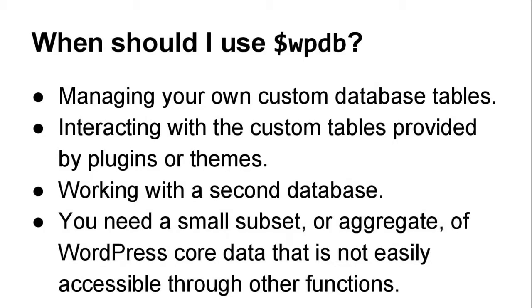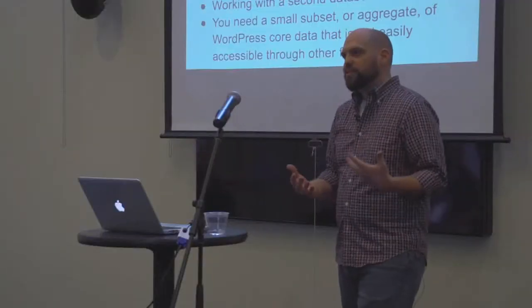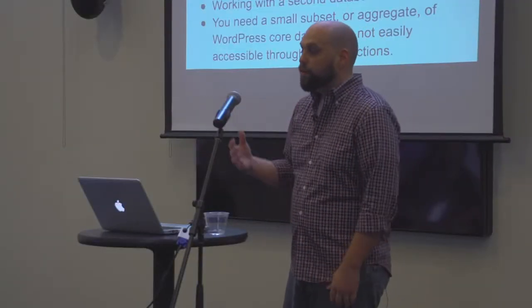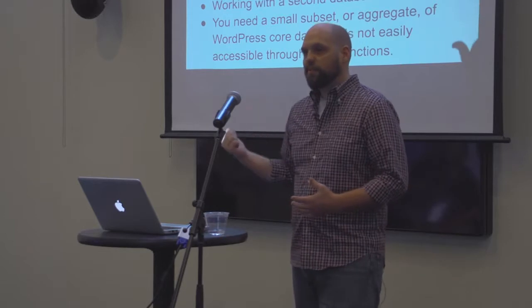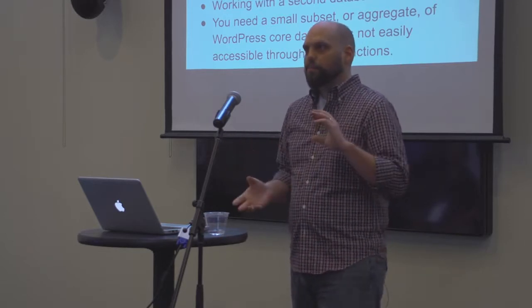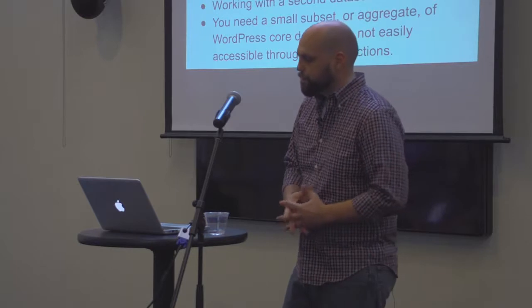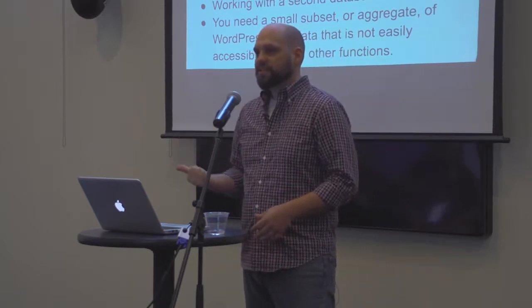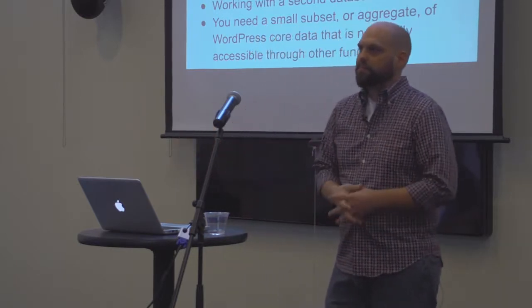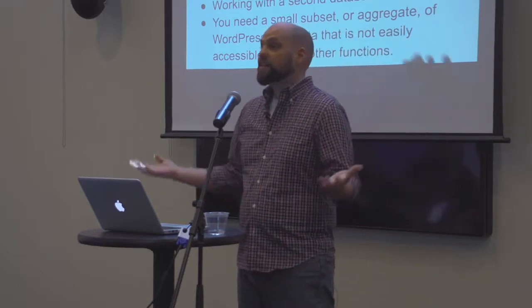Now, before we go too much further, let's talk about when you would use this object. So in WordPress, everything that comes with core should have a right way to access that data. So if we are going to make custom interactions with the database, it really comes down to data that's not a part of core. You could certainly use this object to get core data, but in most cases, that's not going to be the right way to do it. So if we're managing our own custom database tables, say we wrote a plugin where we're going to record contact form submissions.